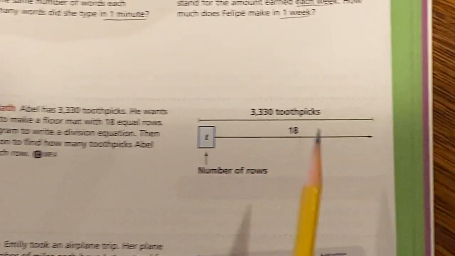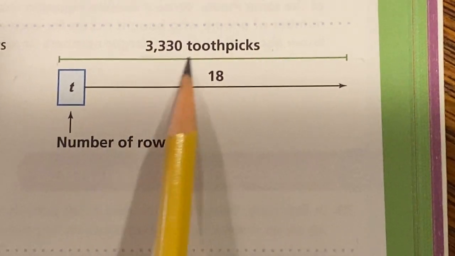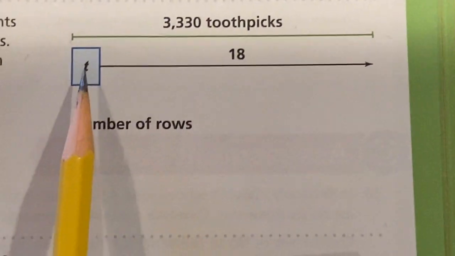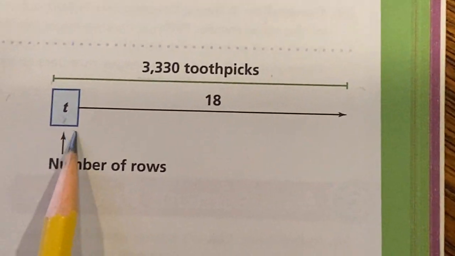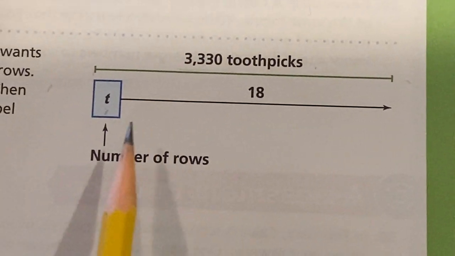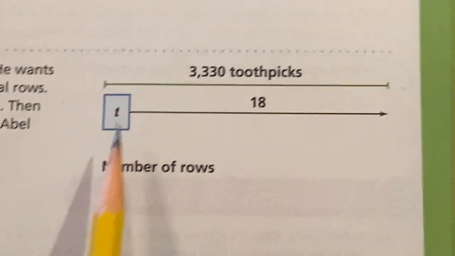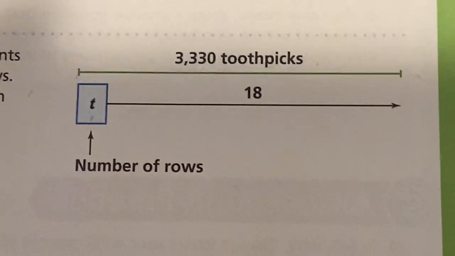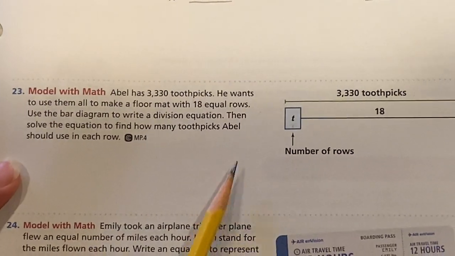So here's the bar graph, though. The full bar is all of Abel's toothpicks. And then he knows that he's going to make his floor mat out of 18 rows of toothpicks. So how many are going to be in each row of his 18 rows? So set up that equation and solve it.